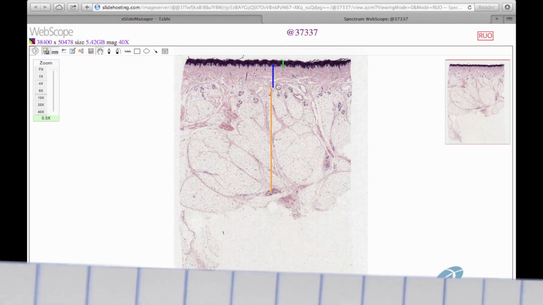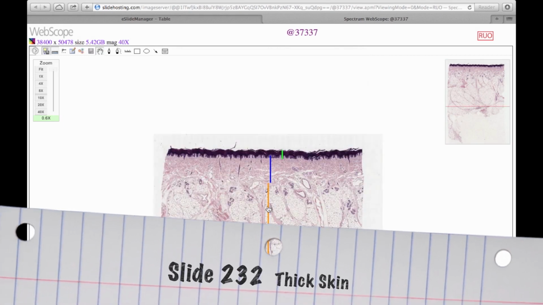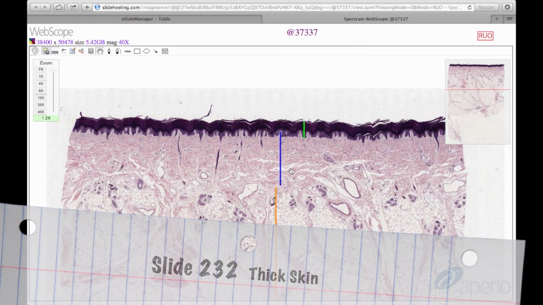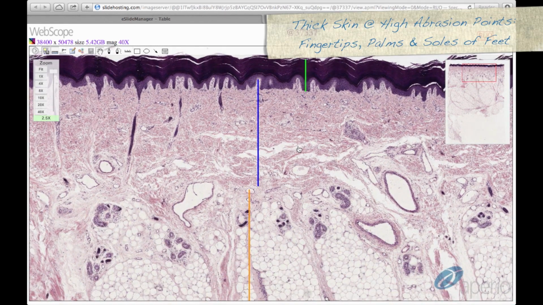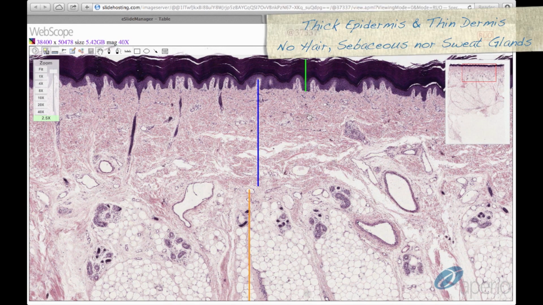Let's jump right in with slide 232, which is a section of thick skin stained with H&E. Thick skin is only found in areas where there is a lot of abrasion, such as your fingertips, palms, and the soles of your feet. It has a thick epidermal layer and a thinner dermal layer, and does not contain hairs, sebaceous glands, or apical sweat glands.